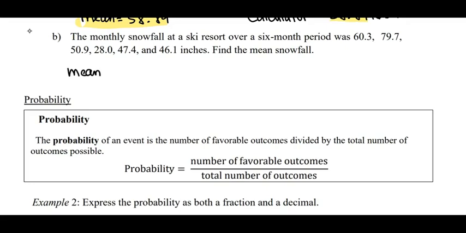So we're going to add all these numbers, and we have 1, 2, 3, 4, 5, 6 numbers. So it's going to be over 6, and we're going to add those numbers. Please feel free to use a calculator to do that. The total is 312.4. Again, dividing that by 6 will get you 52.06667.